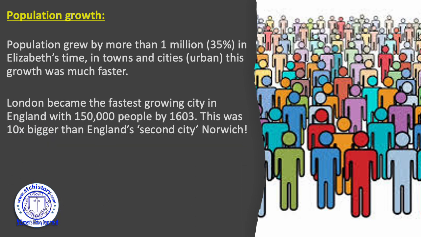So London, being the fastest growing city, we know that, had about an extra 150,000 people living there by 1603. That's 10 times bigger than Norwich. We've just had our survey in Norwich. So an extra 150,000 people in the capital is not going to be easy to just merge those people all in without some sort of pressure on services and land and food. And you'll see as we go through this, that is exactly what happens and why poverty increases.